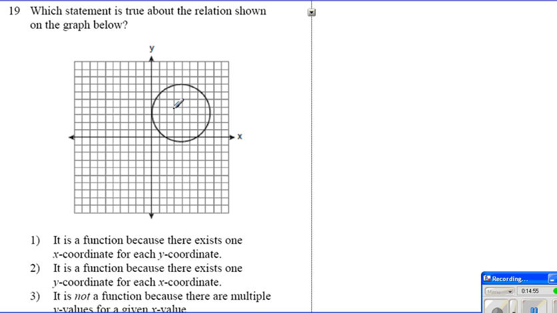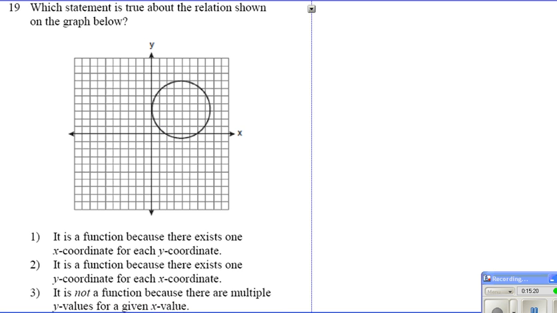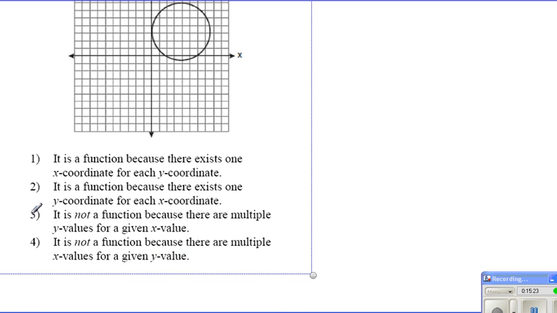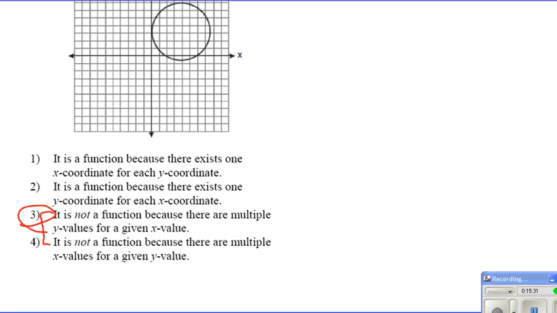All right, number 19. Let's get started here. So, which statement is true about the relation shown? So, what they're looking for is this a function? Now, one thing about function is that one value of x could only have one value of y. You see, one value of x cannot have two or more. So, is this a function? No, because the values of x around here have more than one value of y. So it's not a function, because there are multiple y values for a given x value. That's our answer.